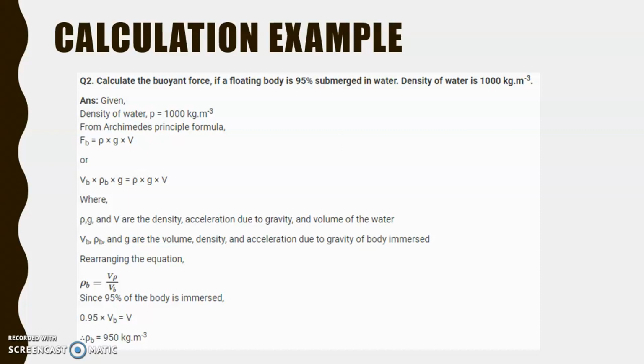Rearranging the equation, we get rho B equals V rho over VB. So since 95% of the body is immersed, 0.95 times VB equals V, so rho B equals 950 kg per meter cube.